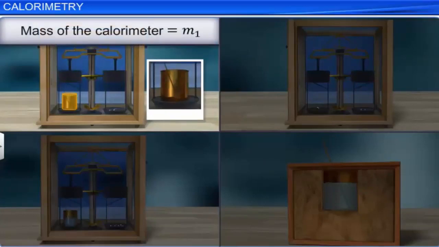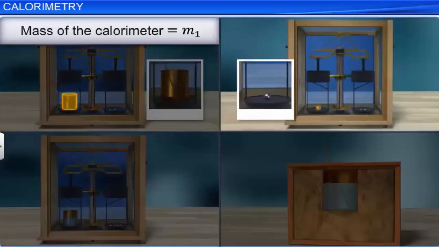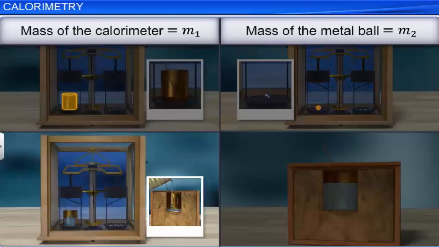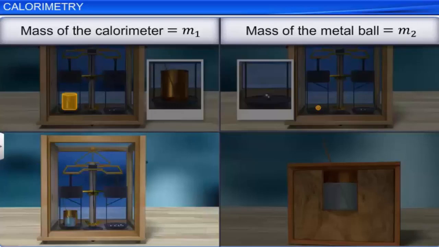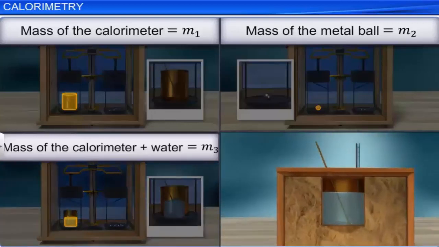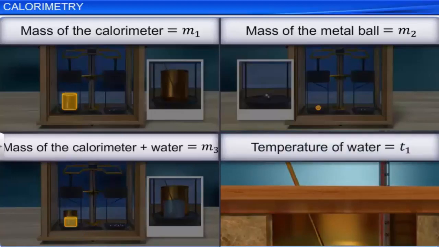We now weigh the material used in the activity, that is, the metal ball. Let its mass be m2. Pour sufficient water into the calorimeter, and then the mass of the calorimeter and water is found to be m3. Then the mass of the water is equal to m3 minus m1. Note the temperature of the water. Let it be T1.